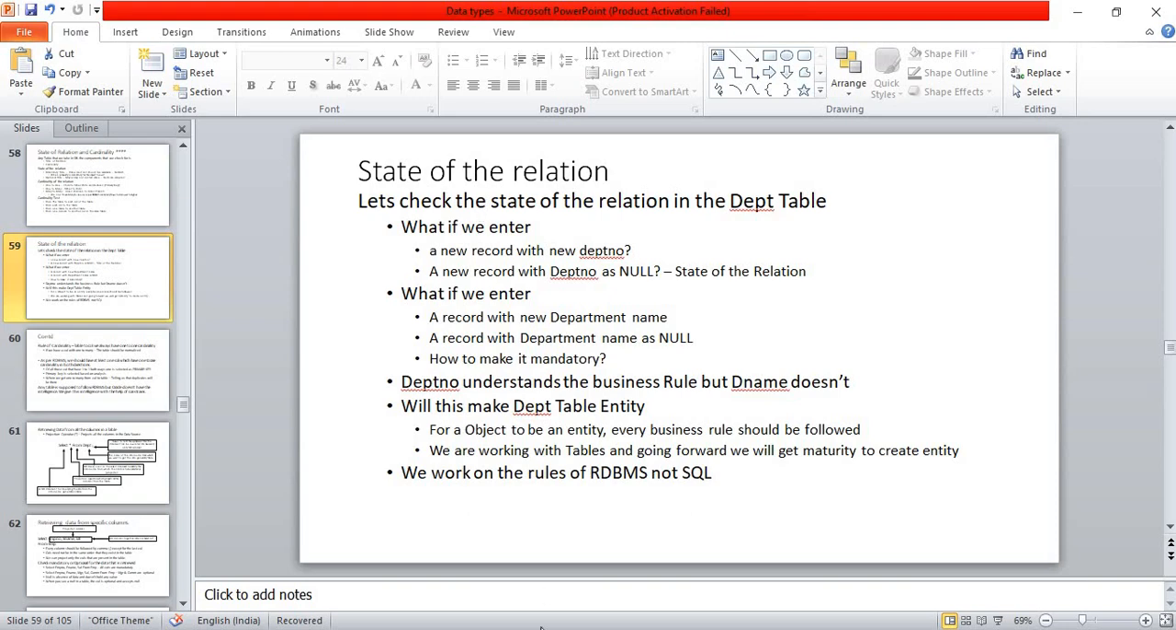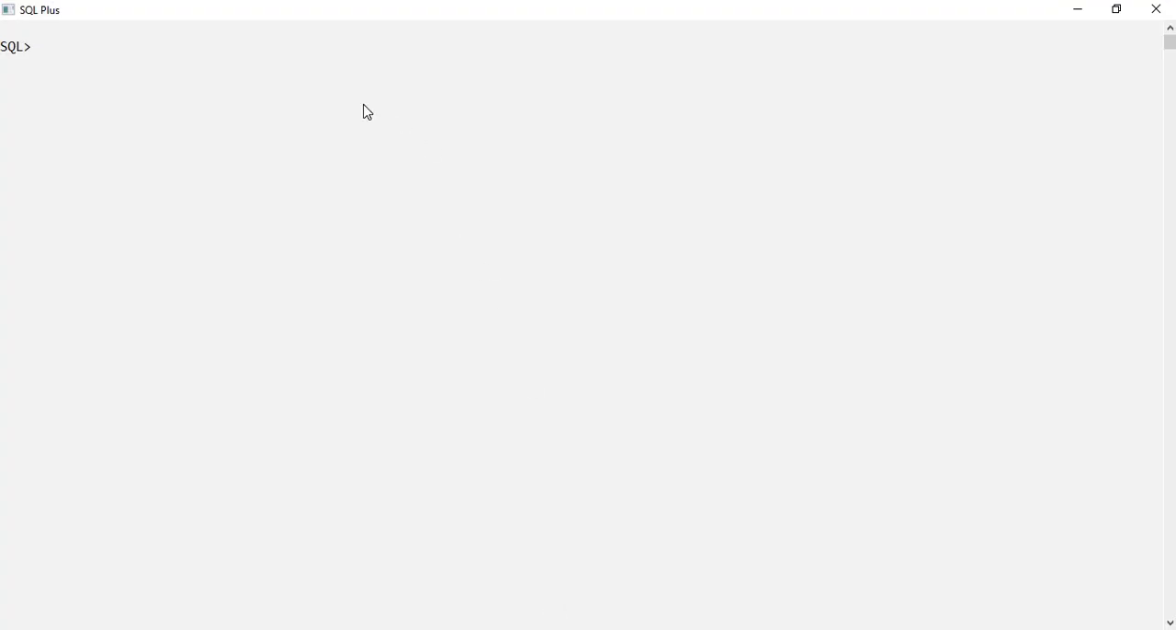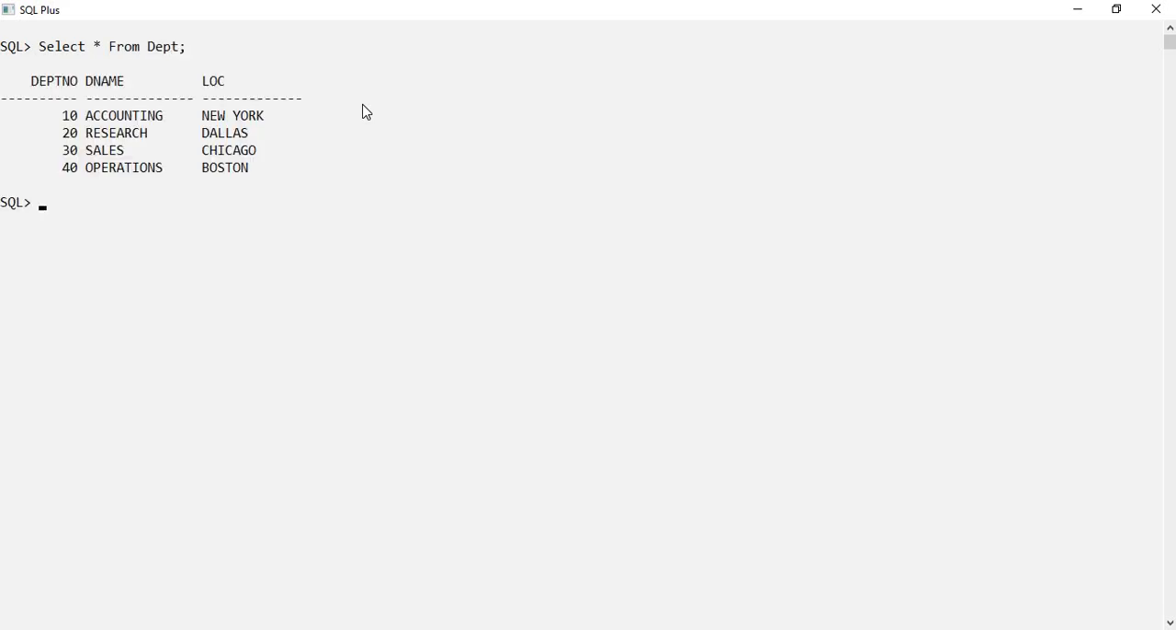Now first we have this DEPT table, right? Select star from DEPT. Now this table has three columns: department number, department name and location. Now of these columns, which should be mandatory? The state of relation has two states, right? One is optional, the other is mandatory. Which of the columns should be mandatory?